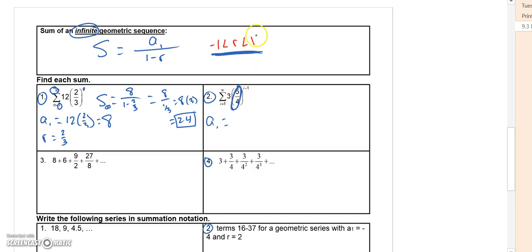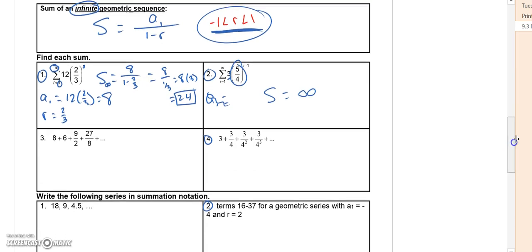This is my r value, right? 5/4. Is that in between this range? It's not. So what do you think? If I start with 3 and then I'm multiplying by something bigger than 1 to get each next term, what's the sum of that going to be? The sum here is just going to be infinity. That's that example that I talked about. I almost missed that. I forgot that r value was bigger than 1.